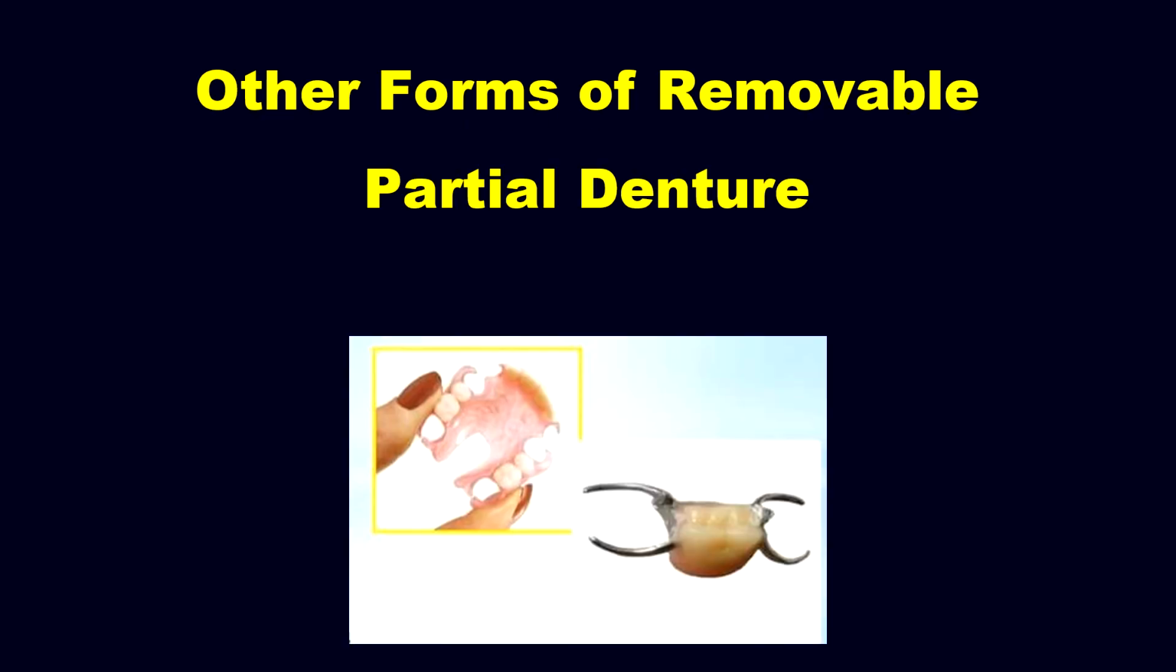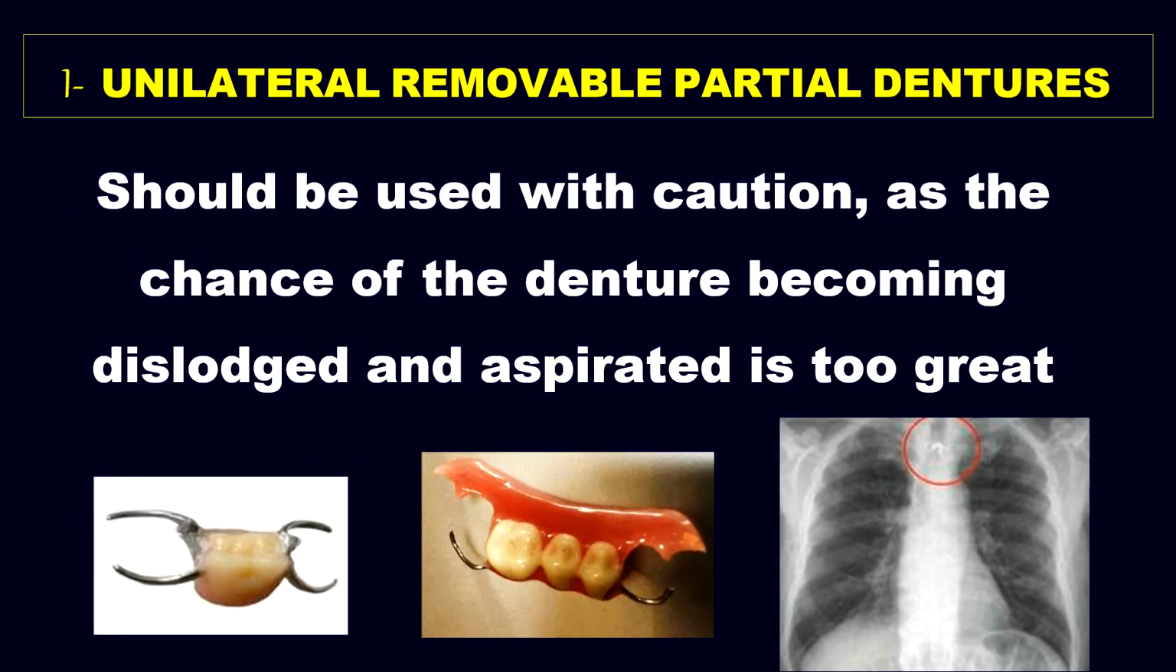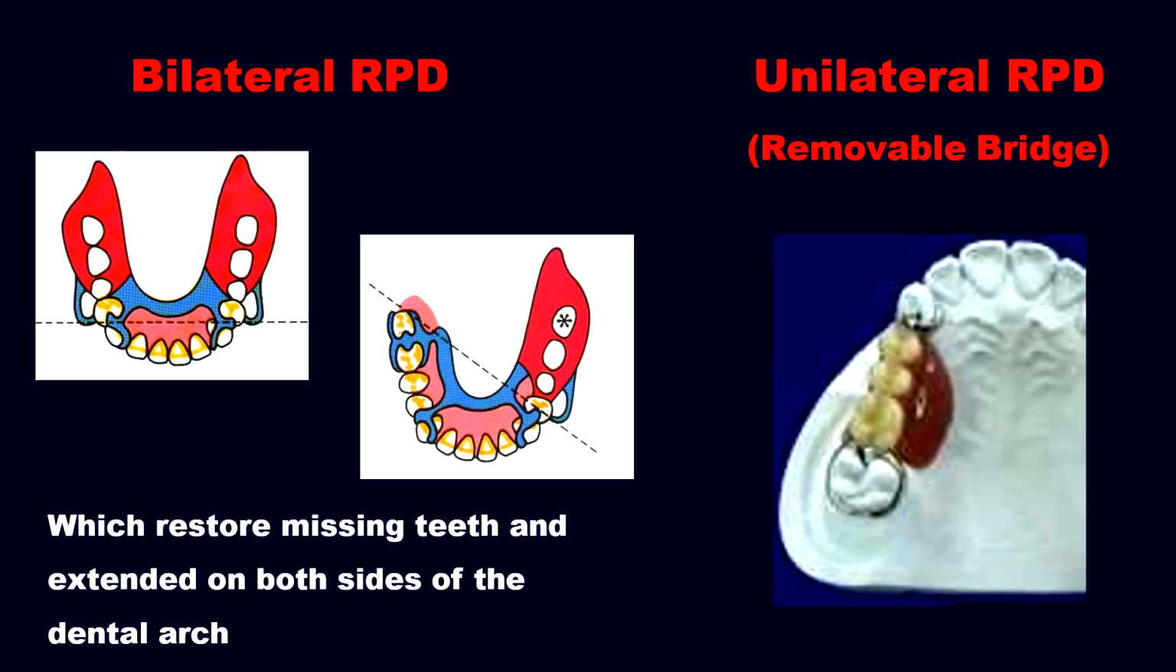What are the other forms? Let us see in detail. Unilateral, unipartial denture. It should be used with caution, as the chance of the denture becoming dislodged and aspirated is too great. As the name suggests, unilateral means it's going to be extending only on one side of the arch.